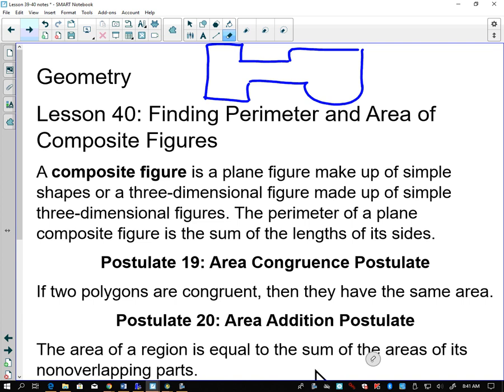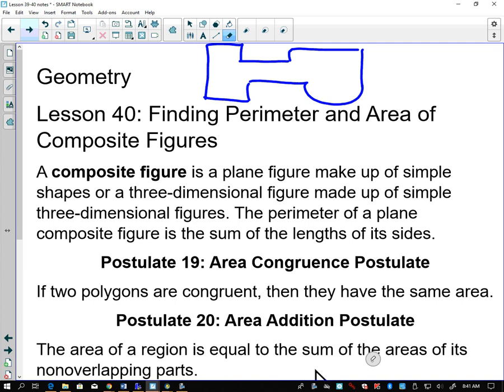There might be a trapezoid attached to a triangle, attached to a rectangle, attached to a semicircle, all making one composite figure. And we can find the areas of those if we take that figure and we break it apart into those shapes and find the area of each individual shape and then add them all together. Same way with perimeter, right? We can find those different segments around, solve for them, add up those lengths, and get our perimeter.